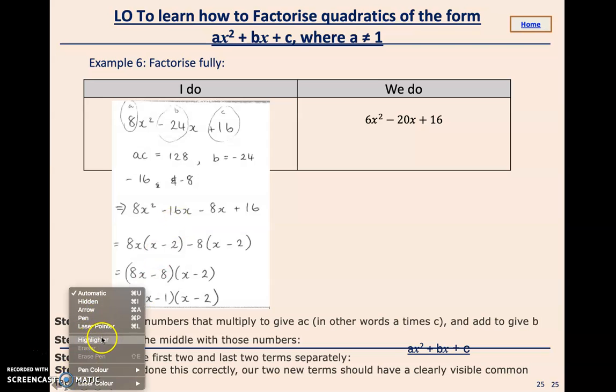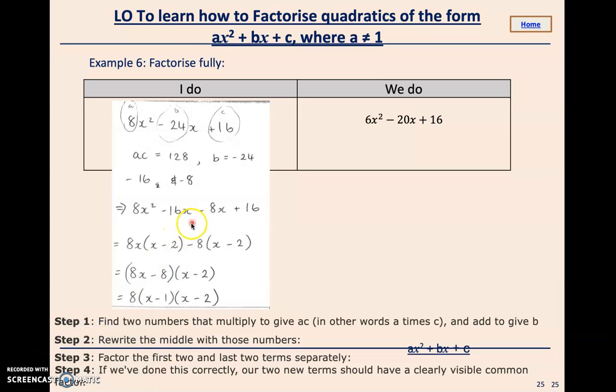So now let's break up the minus 24x into minus 16x. Let me get my laser pointer. I like the laser pointer. So let's break down our minus 24x into minus 16x and minus 8x. So this expression here is exactly the same as this one here. All we've done is broken this down into two separate parts.